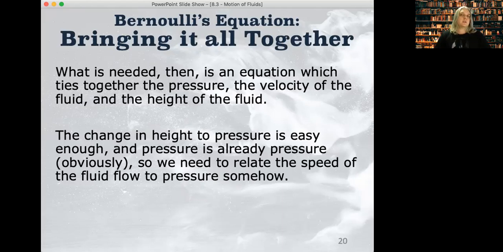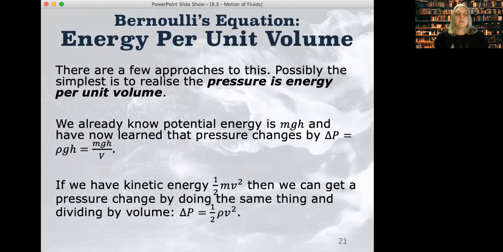But what we've got is a term about velocity that we've said must result in a change in pressure, but we can't relate our velocity to pressure directly. We need an equation to do that. We can't just take our pressure and say, oh, velocity's changed, so the pressure must have changed. We need to know how much the pressure will have changed by. So we need that equation to bring it together.